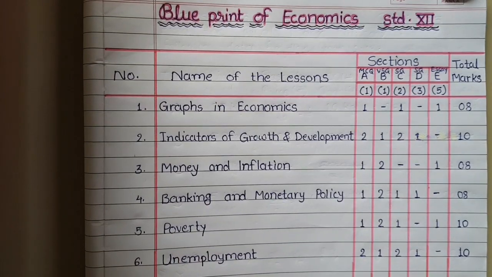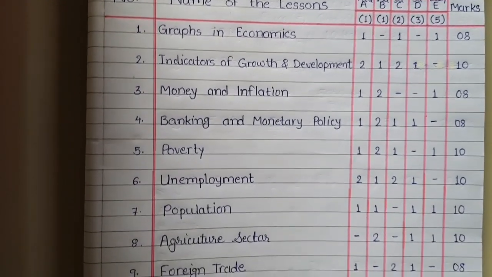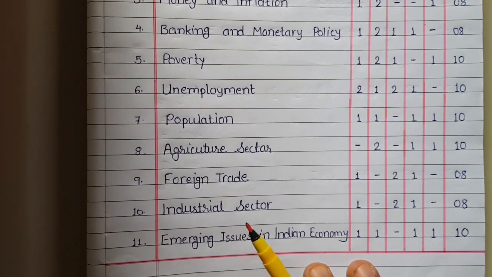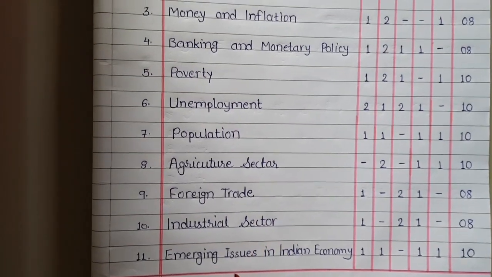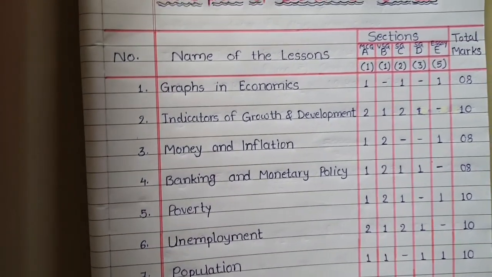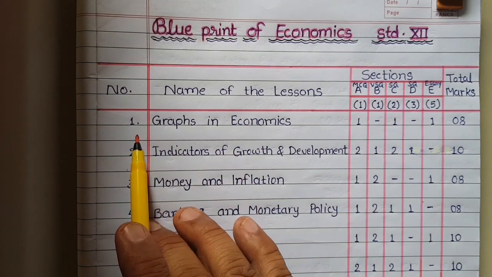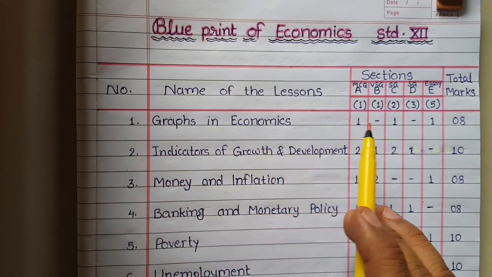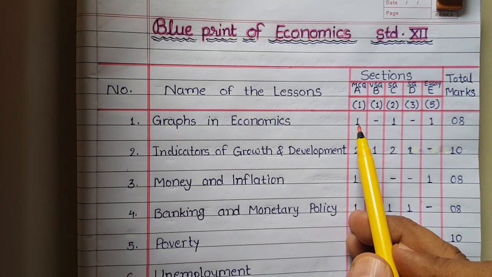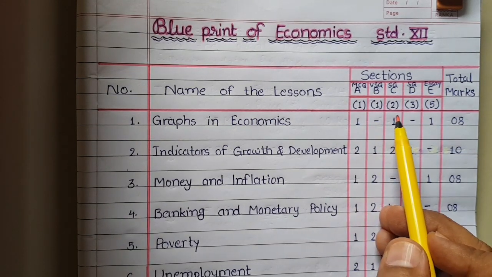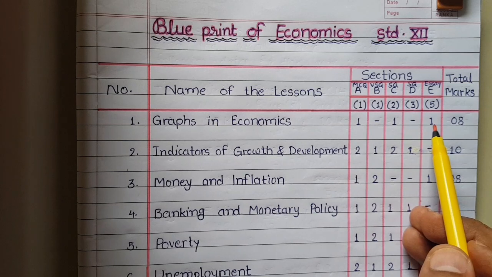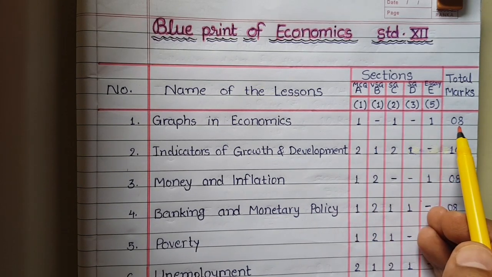So you have total 11 lessons. You can see over here how each lesson is divided among different sections that we will see. So friends, you can see the first lesson, graphs in economics. In this lesson, 1 MCQ, 1 short question for 2 marks, and 1 long question. In that, a graph is asked. So total weightage of this chapter is 8 marks.